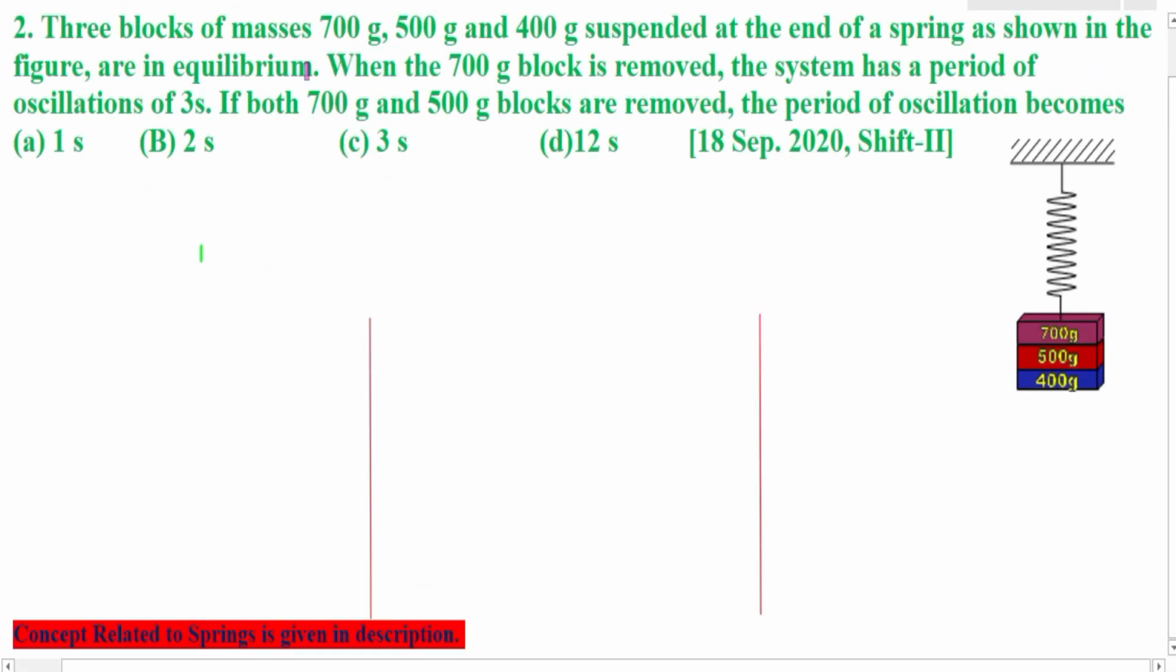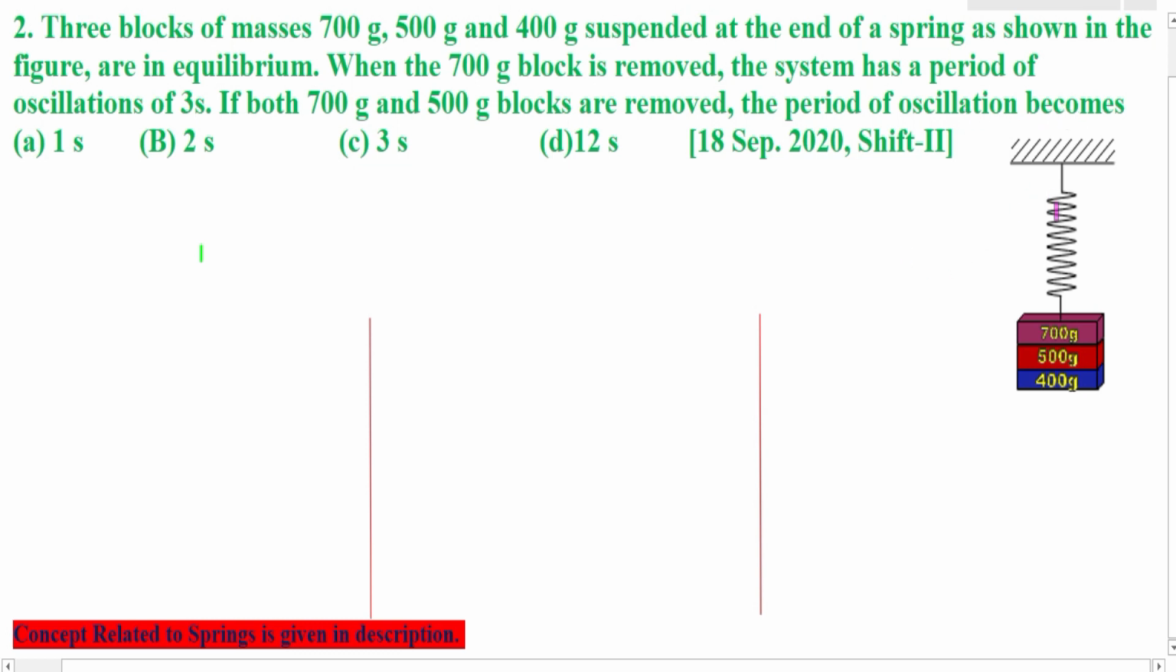Now let us go to our next question. Our next question is: three blocks of mass 700 gram, 500 gram and 400 gram are suspended at the end of a spring as shown in the figure, and these are in equilibrium. When the 700 gram block is removed, the system has a period of oscillation of 3 seconds. If both 700 gram and 500 gram blocks are removed, the period of oscillation becomes.